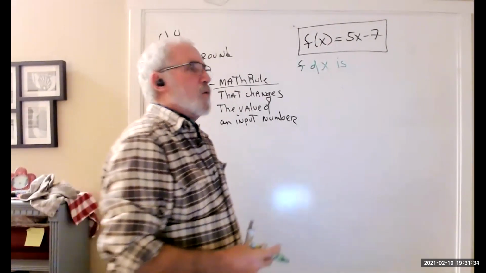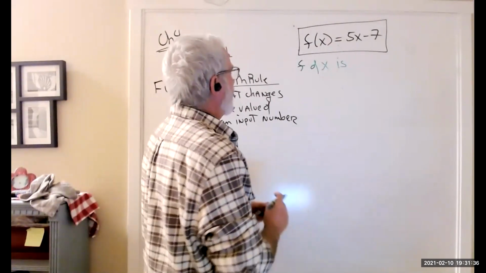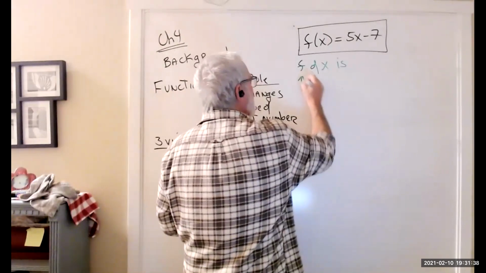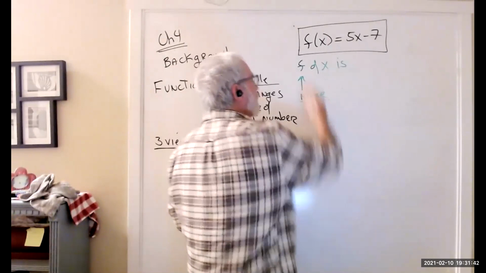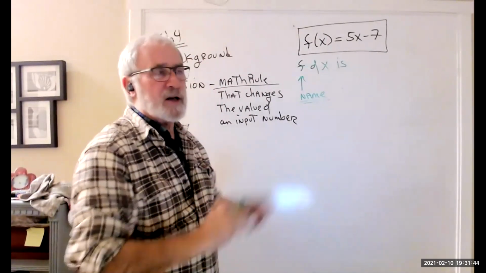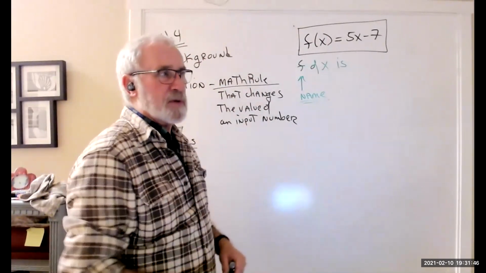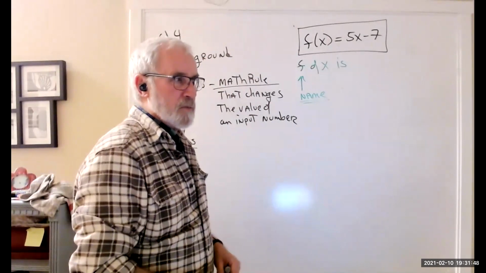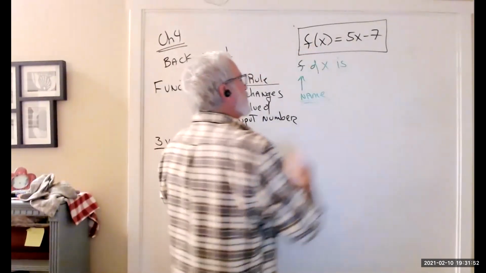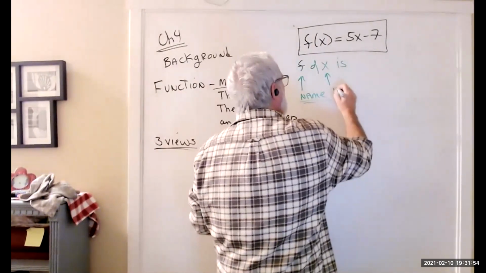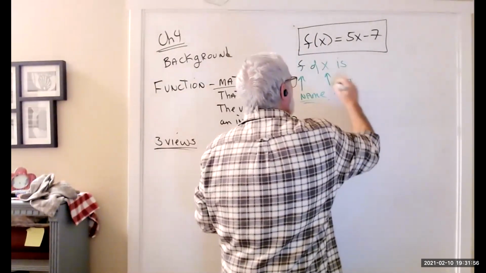Okay. The way you interpret this is the f is its name. This is called the f function. Now, I just made it up. The f function could be something different tomorrow. So this is the f function. x is the variable, the input variable.